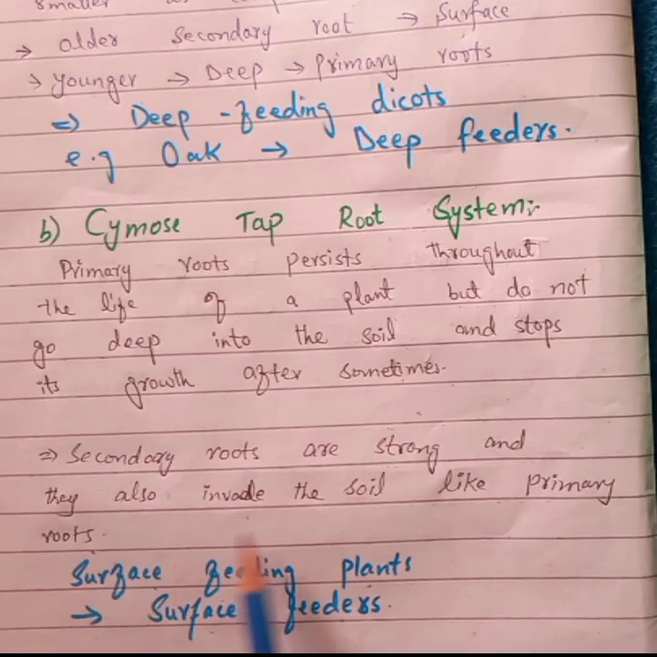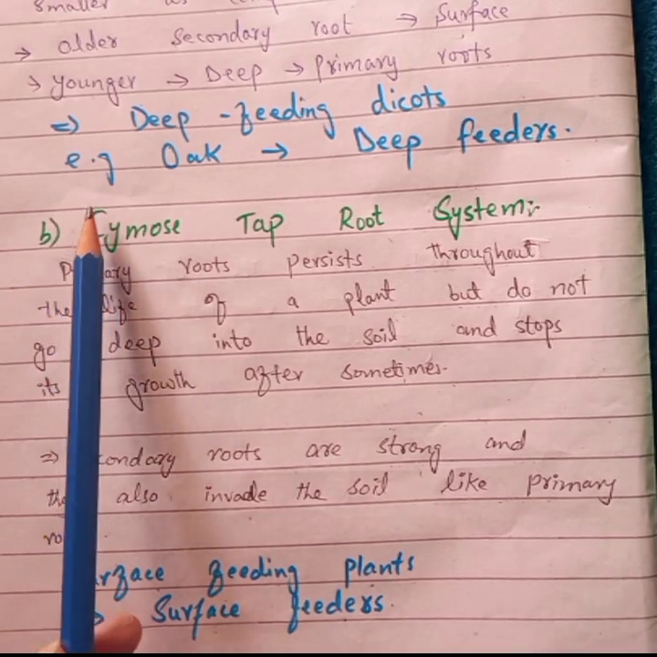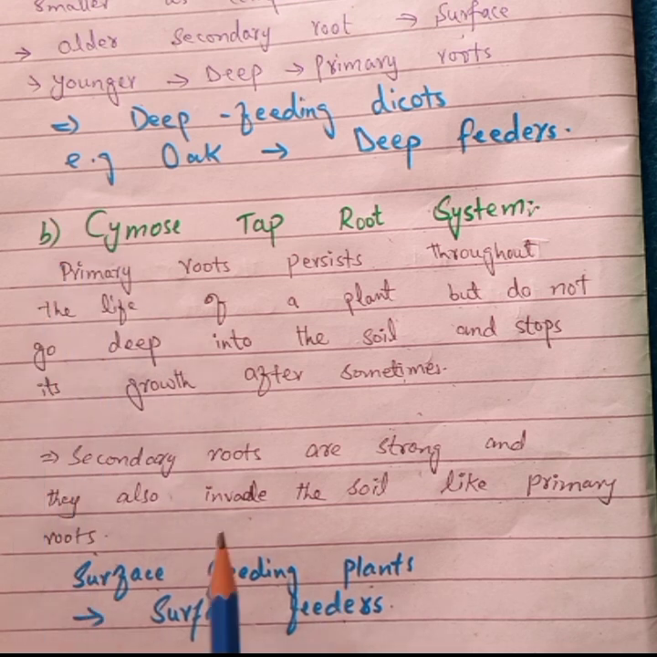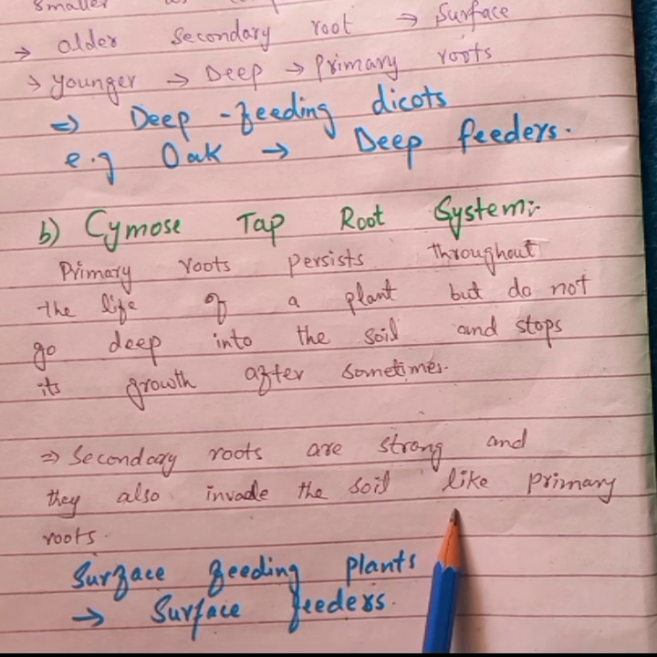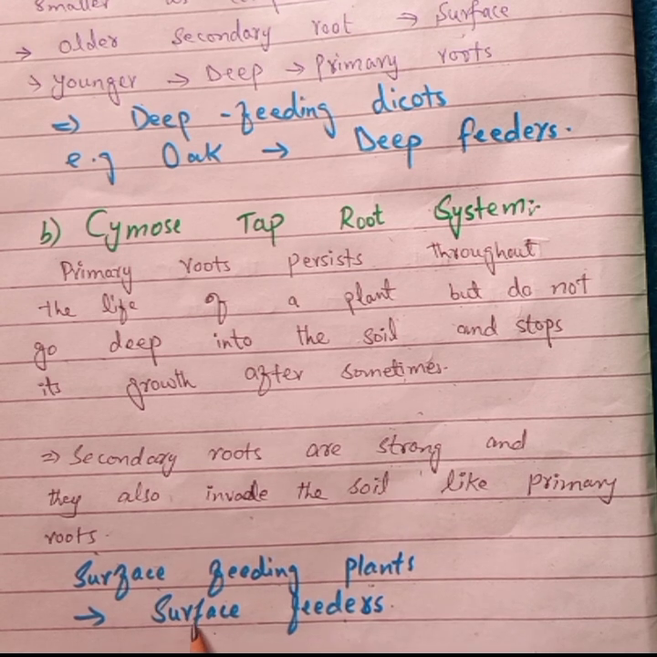So the secondary roots here are strong, and we discussed that in the case of the racemose taproot system, they are smaller as compared to the primary roots. But in this case, in cymose taproot system, the secondary roots are strong and they also invade the soil like primary roots. Now, these plants are also called the surface feeding plants, or surface feeders.